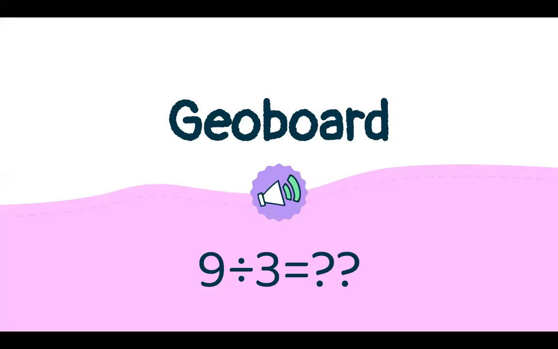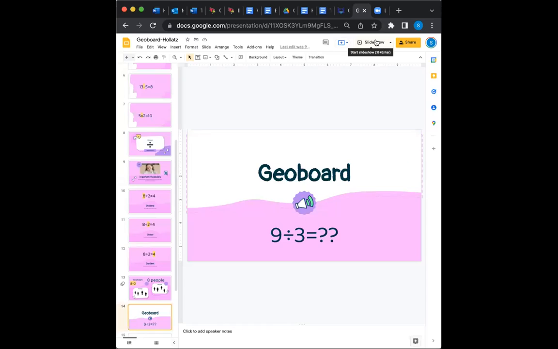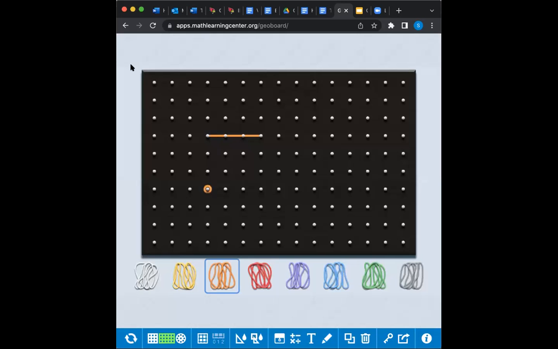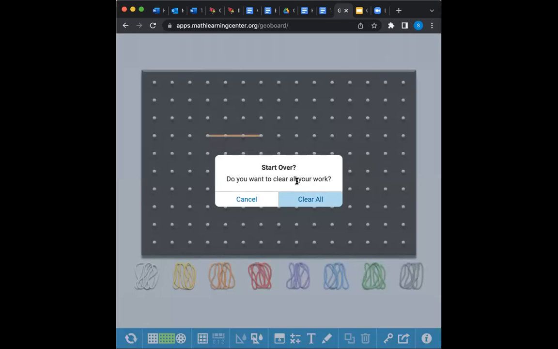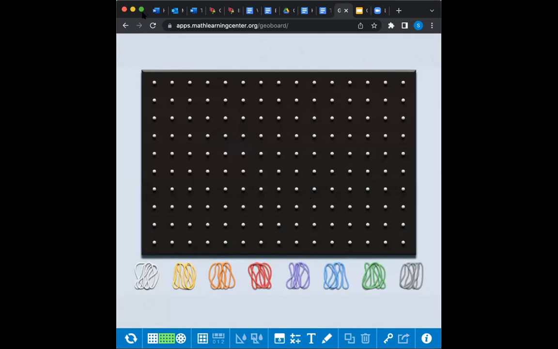So we will be going to Geoboard, so everyone can open their computer and go to Geoboard. I will be doing the first one and showing you guys how to do this. So everyone go to Geoboard. Okay. Let me clear that.